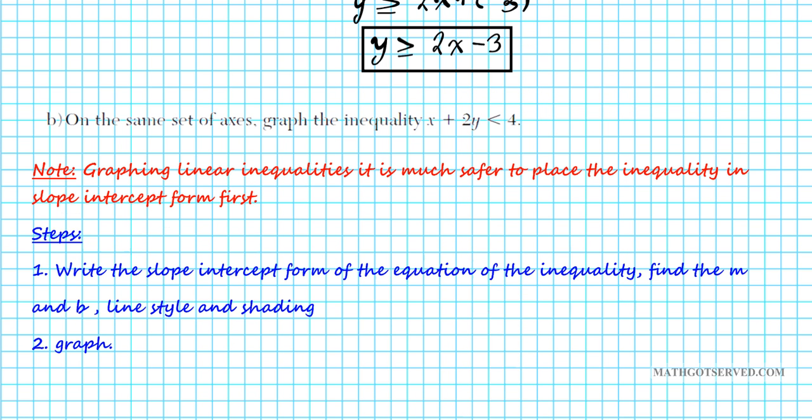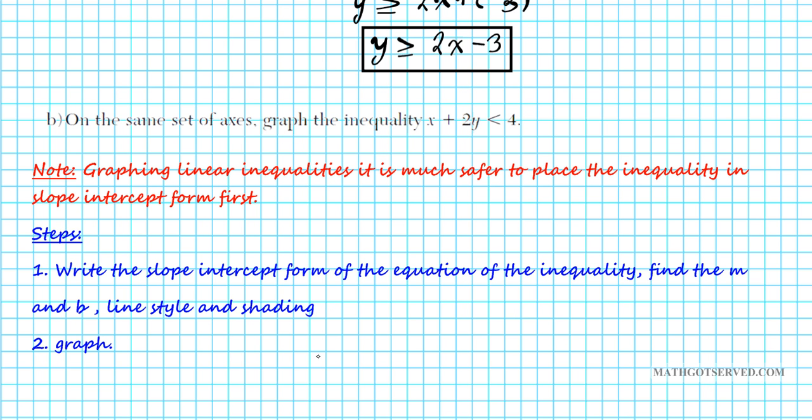All right, let's take a look at the B part. It reads, on the same set of axes, graph the inequality x plus 2y is less than 4. Okay, so one thing you want to note is that when graphing linear inequalities, it's much safer to place the inequality in slope-intercept form first. Okay, that helps you avoid errors concerning the orientation of your shading, okay? So that's very important.